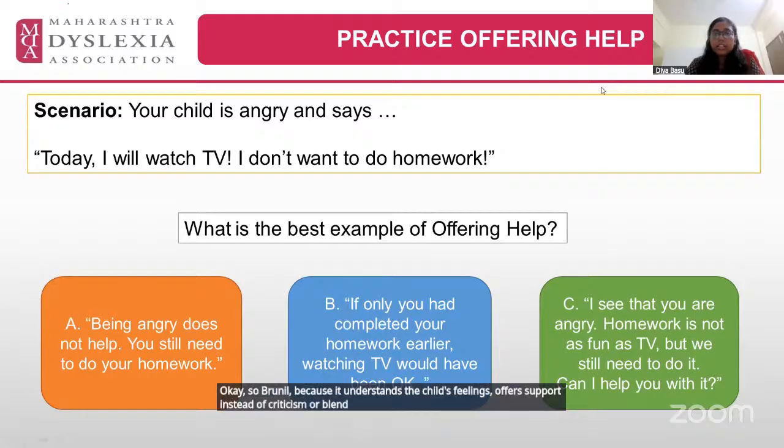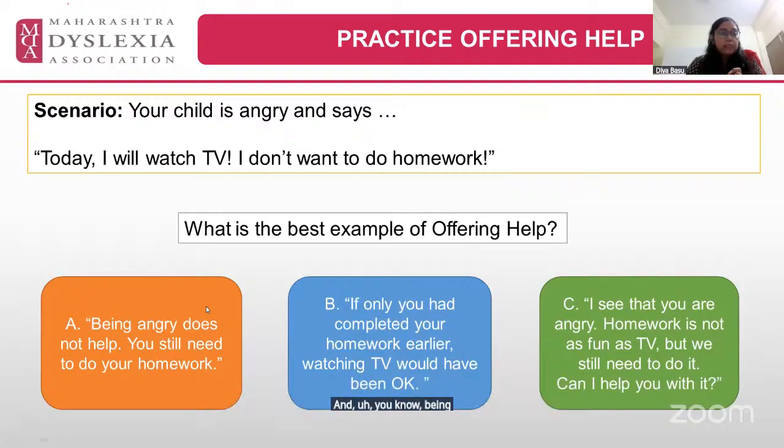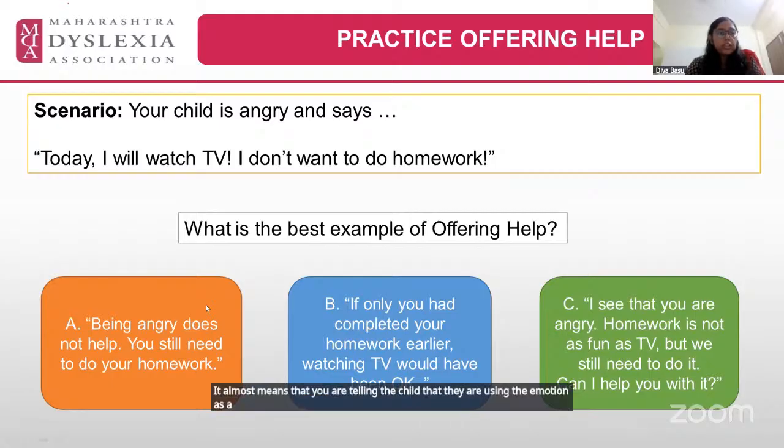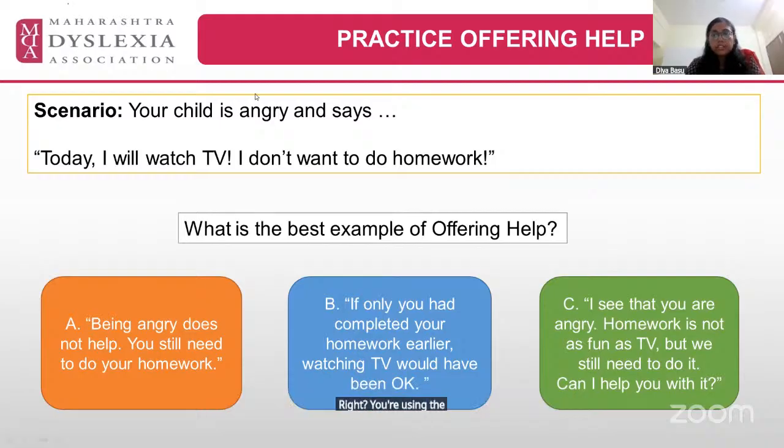Okay. Shubhranil, because it understands the child's feelings, offers support instead of criticism or blame. Beautifully summarized. Thank you so much, Shubhranil. And the statement, being angry does not help. What is the problem with this kind of statement? A lot of times we do use these kinds of statements. This kind of emotion is not going to help you. It almost means that you are telling the child that they are using the emotion as a tool for their benefit. It's not genuine. It's like fabricated, right? You are using the emotion for your benefit.